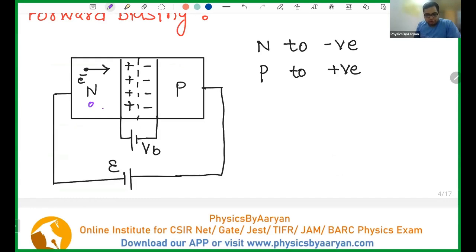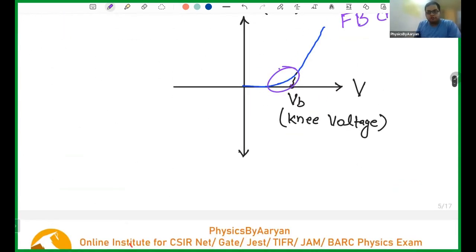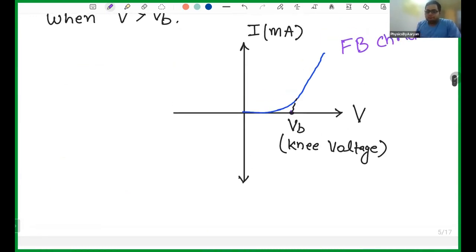They are because of the majority charge. This current, the entire current before the knee voltage, even this small current is also because of the forward current, but they are small. For example, there is a potential barrier of 0.7 volt. So in order to make sure that your electron goes from here to here, you need 0.7 volt.